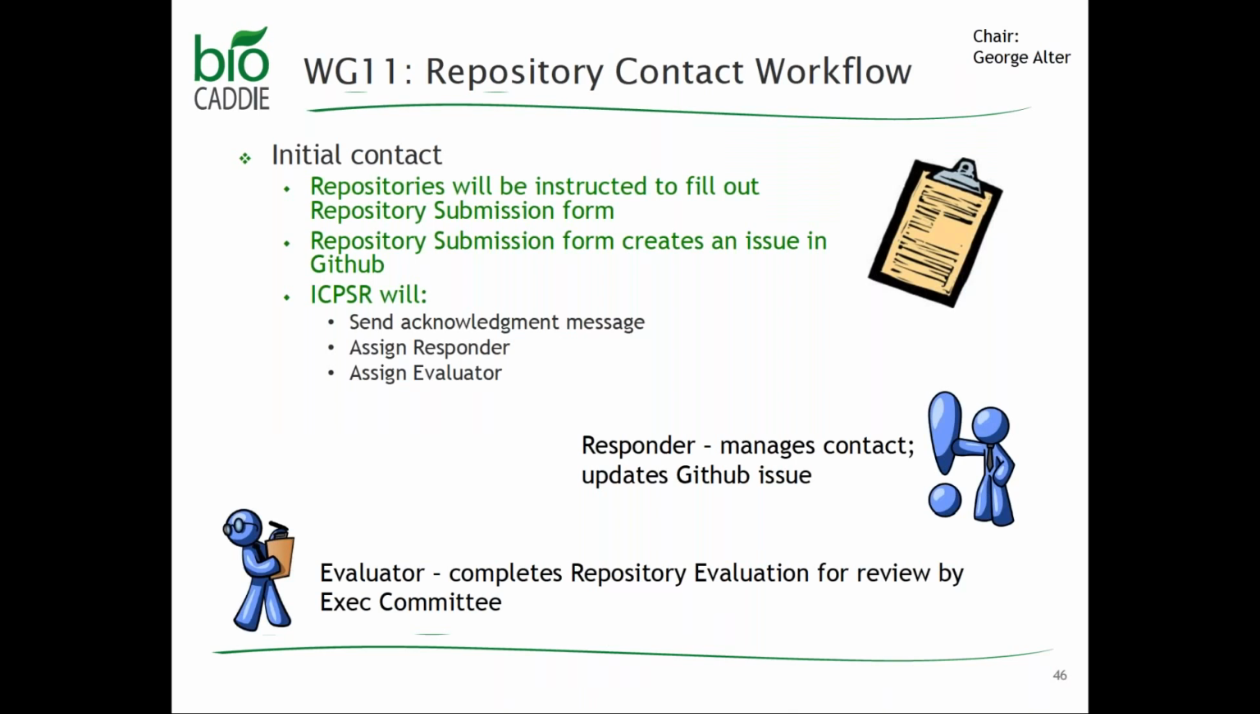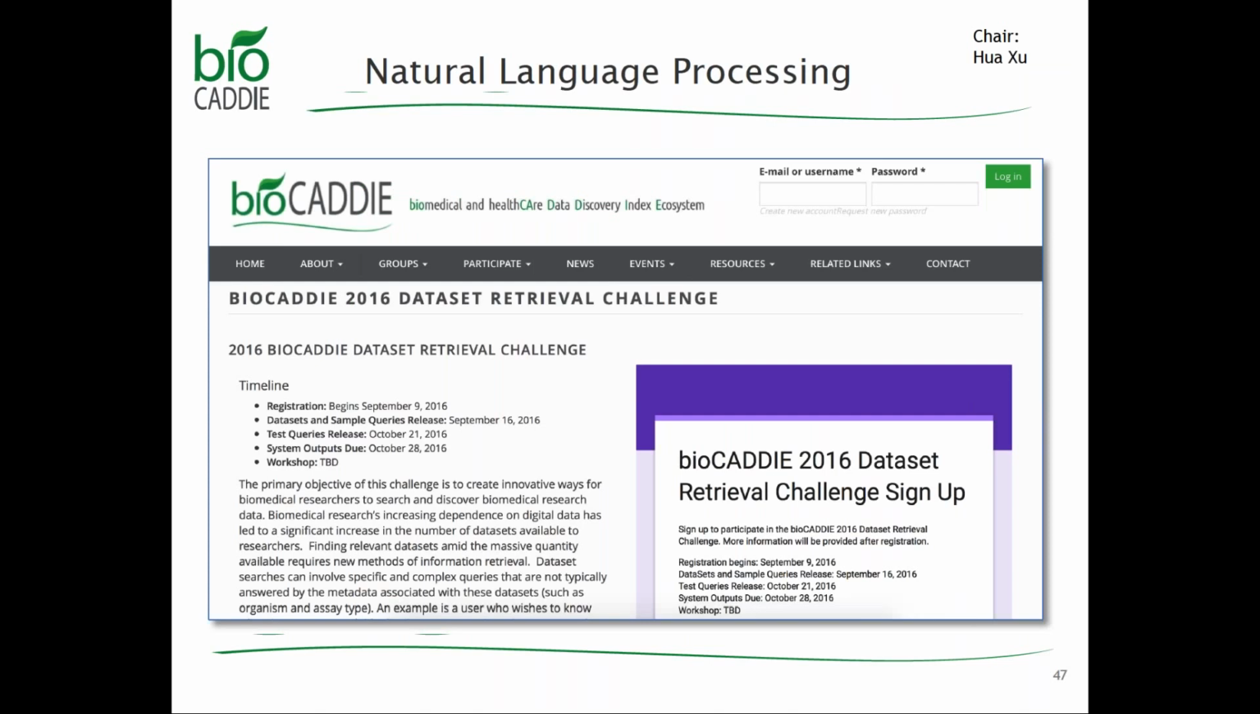Repository contact workflow, this was led by George Outer. How do we develop this workflow in terms of having a repository to index, who starts the process, how it is tracked, and so on, how we prioritize those that come to us. There is now a committee that has developed processes and is following up with this particular aspect.